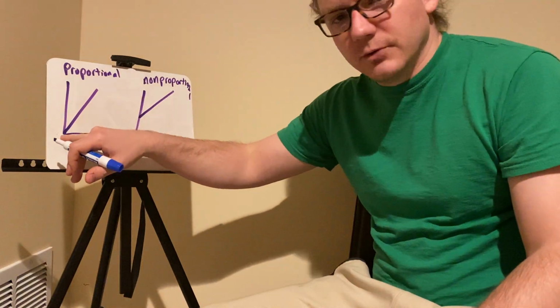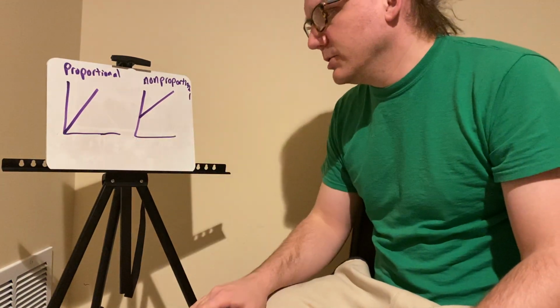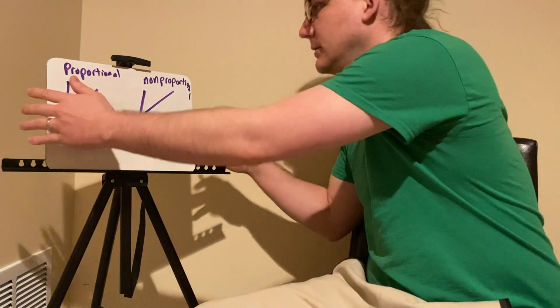All right. Proportional and non-proportional, here's what the graphs might look like. This is proportional, going through the origin. This is non-proportional, not going through the origin. Both are straight lines.